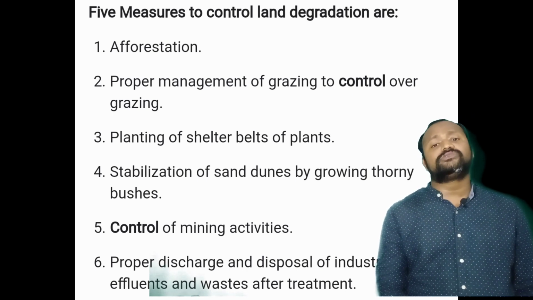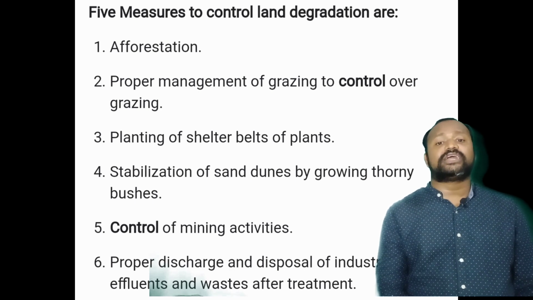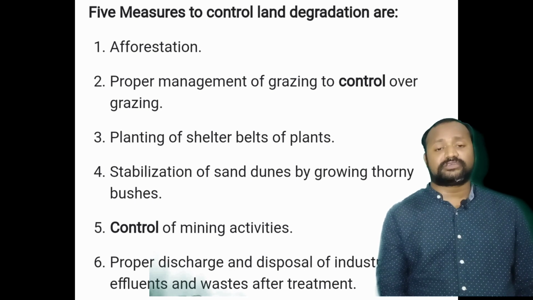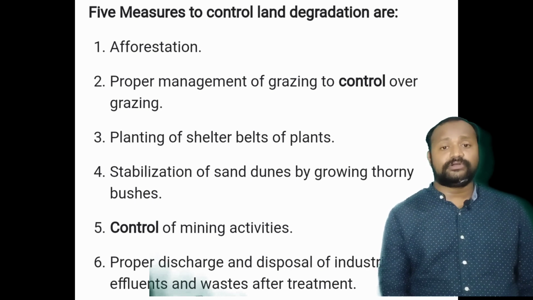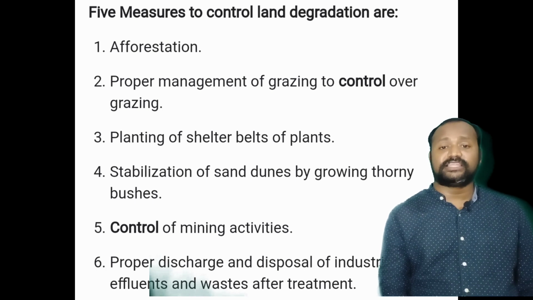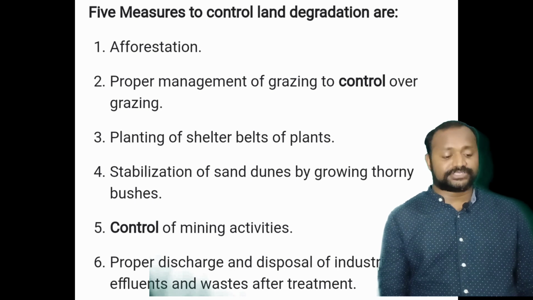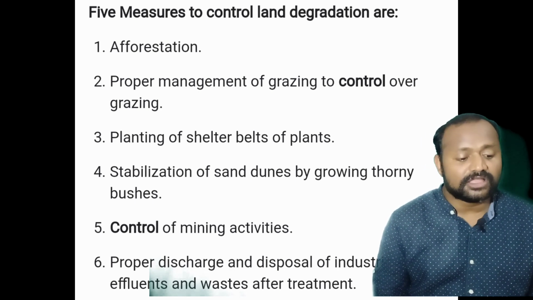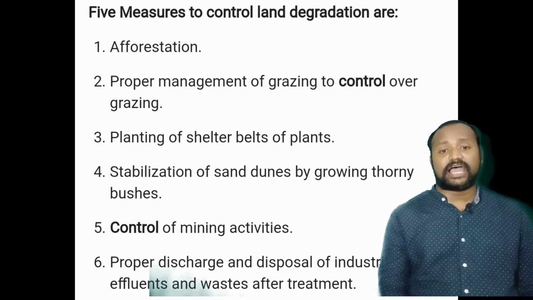We can also control the mining activity. We have to follow the proper methods of mining. Water logging should be stopped. Instead of lift irrigation, we can use sprinkler irrigation. We can use what? Drip irrigation. So student, this is all about land.